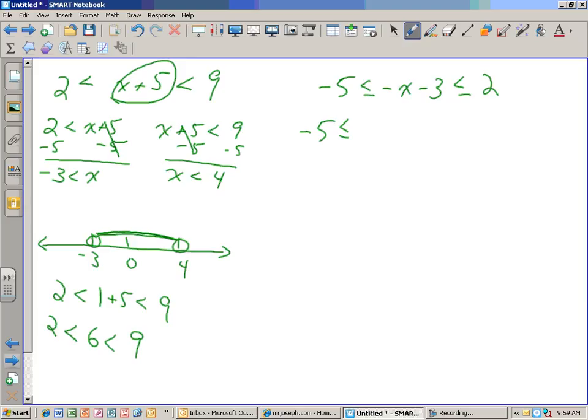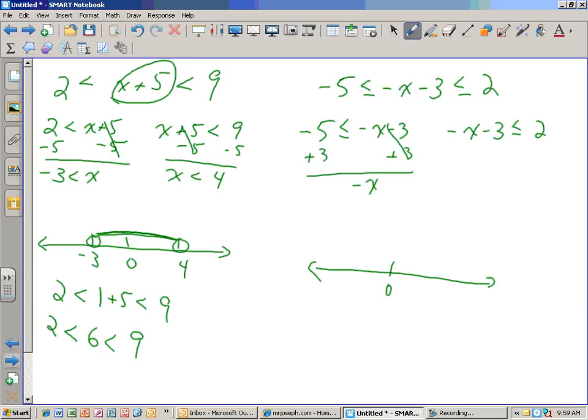So it's going to be between two numbers, and we've got to figure out what those two numbers are going to be between. And here's my 0 right there. I'm going to solve negative 5 less than or equal to negative x minus 3, and also negative x minus 3 less than or equal to 2. Those are the two equations I'm going to solve. And then I'm going to graph them. Adding 3 here, adding 3 here.